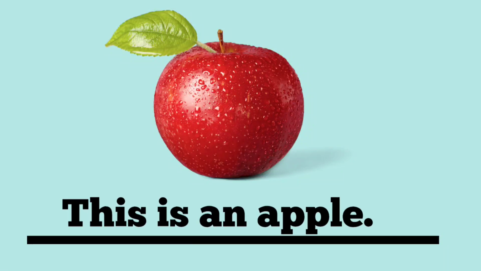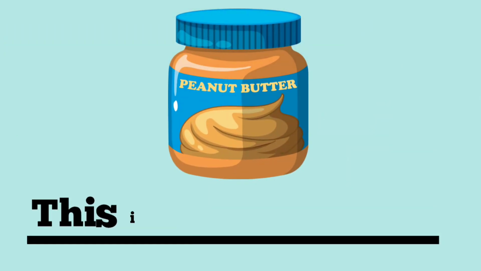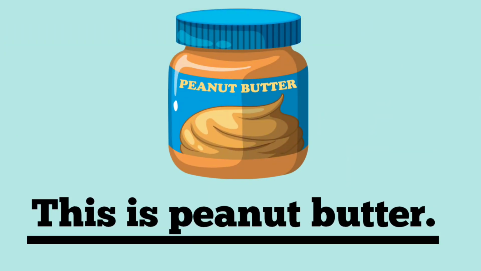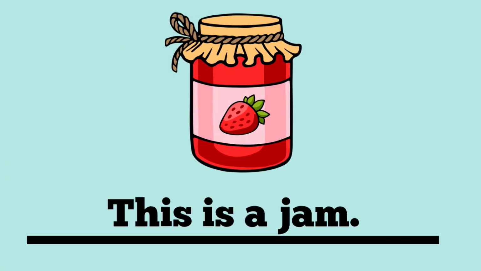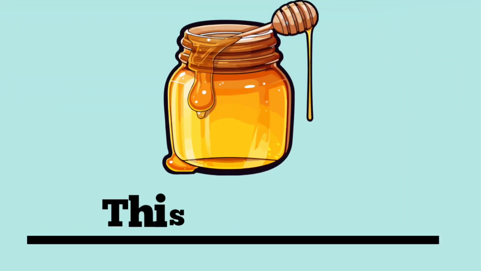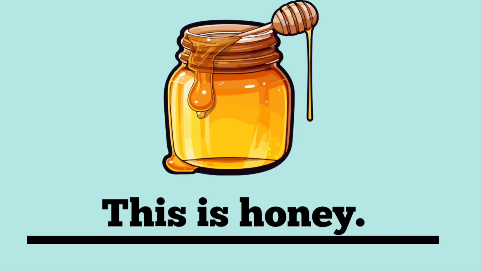This is an apple. This is peanut butter. This is a jam. This is honey.